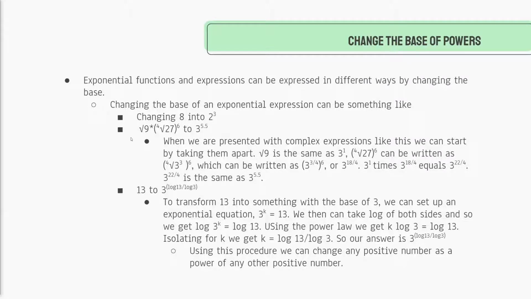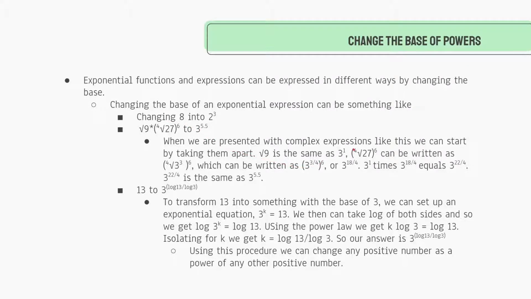I'm saying that this whole expression over here is equal to 3 to the power of 5.5. Now, this explanation here will tell you how I derived this. First of all, we are presented with a very complex expression, but we can start looking at different parts of it so it makes our life easier. First, let's look at the square root of 9. We know what the square root of 9 is. It is 3. So the square root of 9 is the same as 3 to the power of 1.